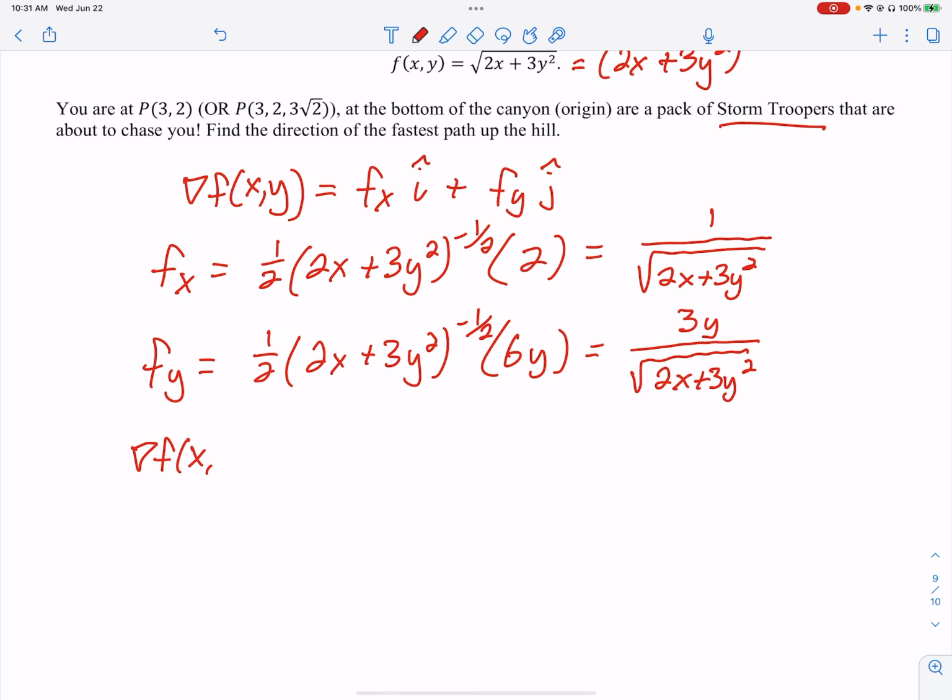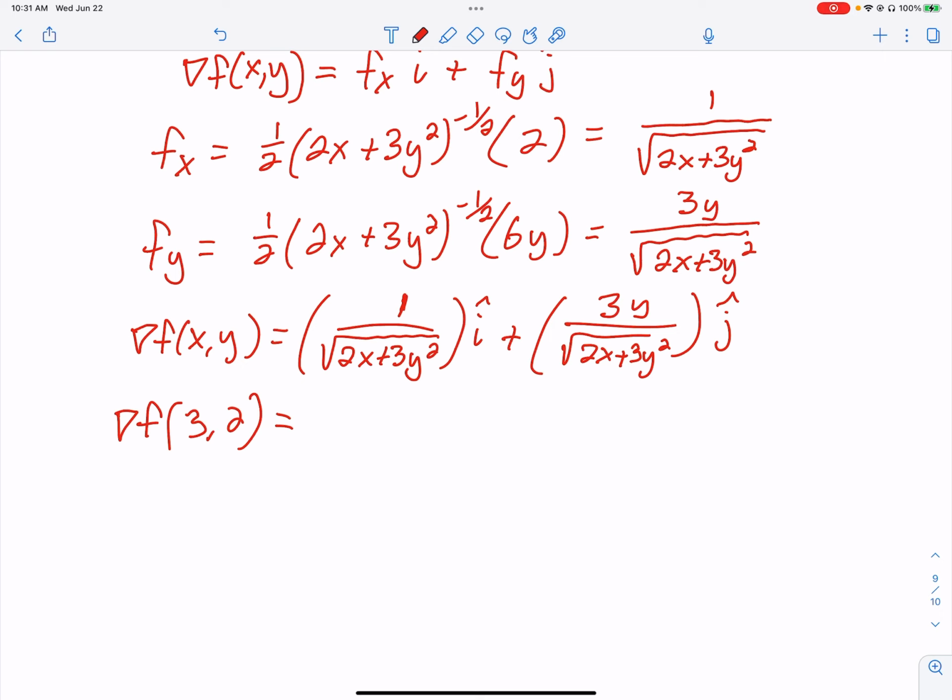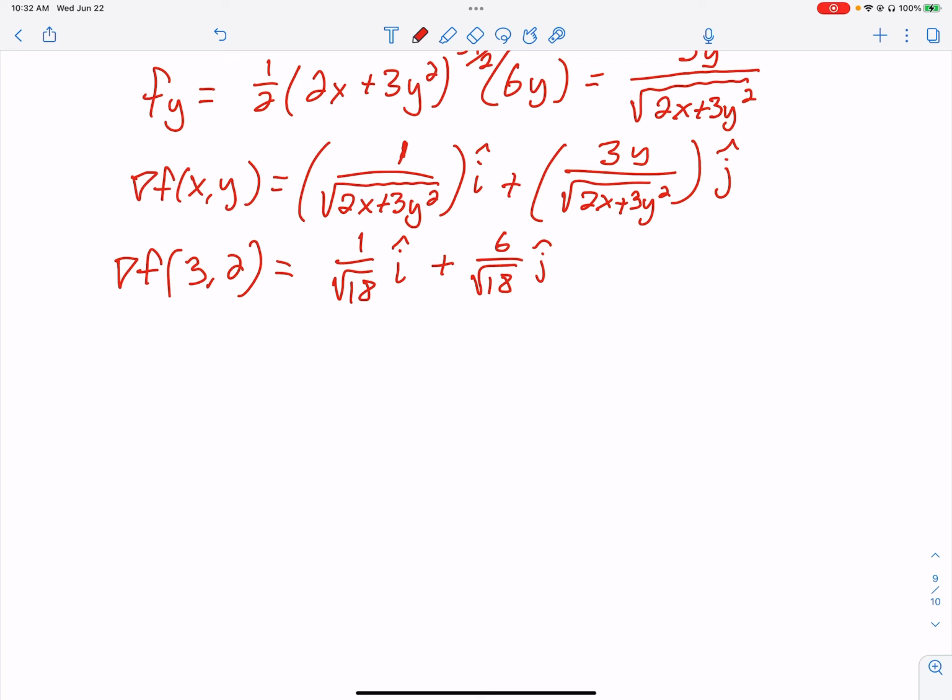Okay, what do we get in that bottom there? Plug in 3, we get 6. If I plug in that 2, I get 12. I get square root of 18. So we're going to get 1 over the square root of 18, i, plus, right, and I plug in a y there, I get 6 over the square root of 18, j. That's a great answer. So this is the quickest way out of that canyon, right, to get past them.